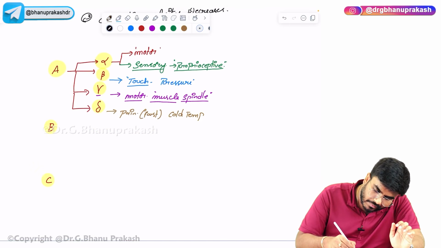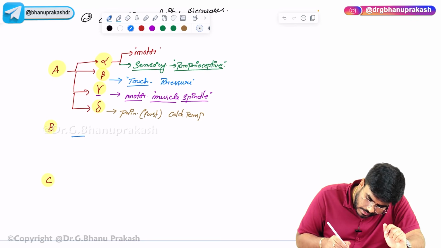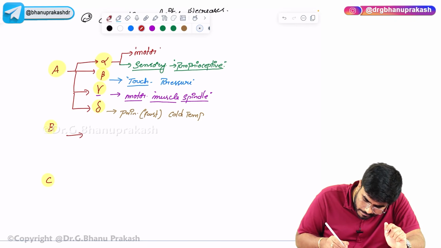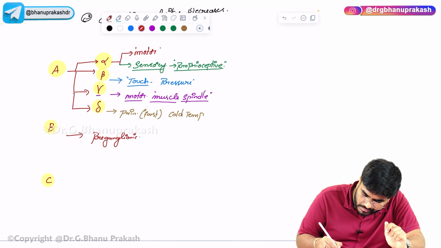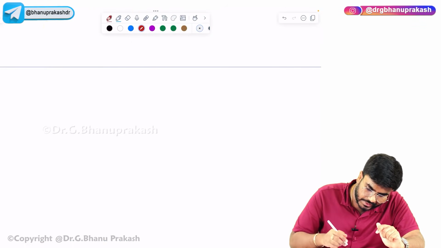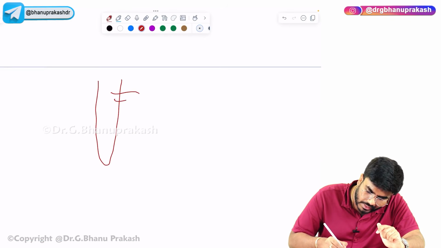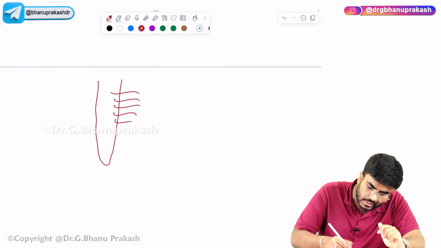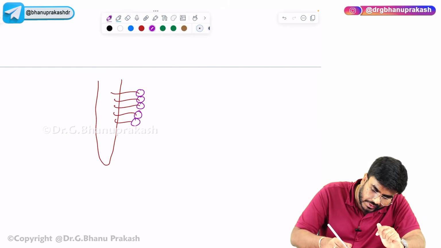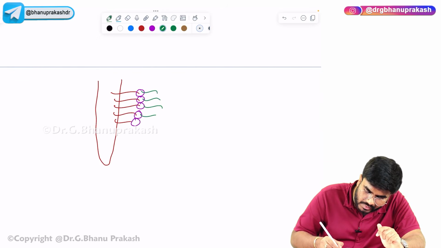Now B fibers. Where do you see B fibers? B fibers are preganglionic autonomic fibers, preganglionic sympathetic fibers. For example, if you look here, this is the spinal cord. From the spinal cord, these preganglionic fibers come out. They go into the ganglion, the sympathetic chain, and from here postganglionic fibers come. These are the postganglionic fibers.